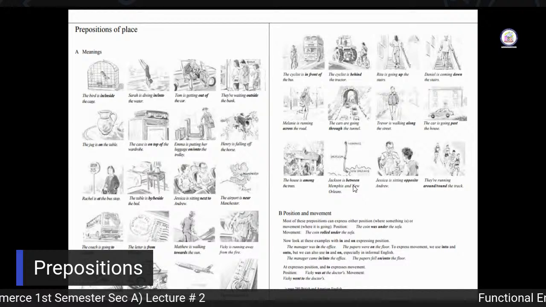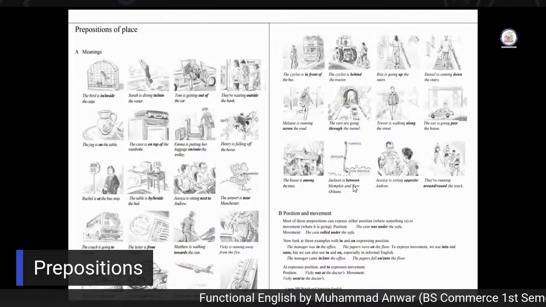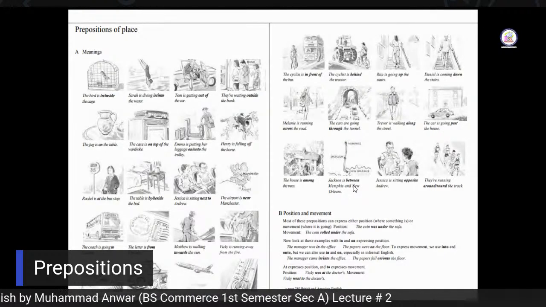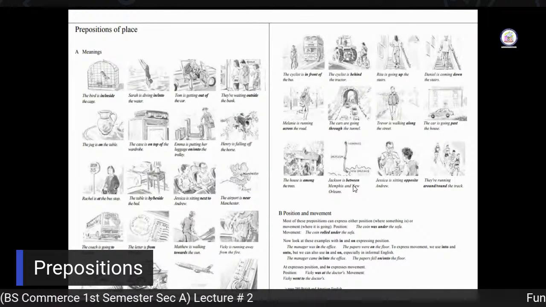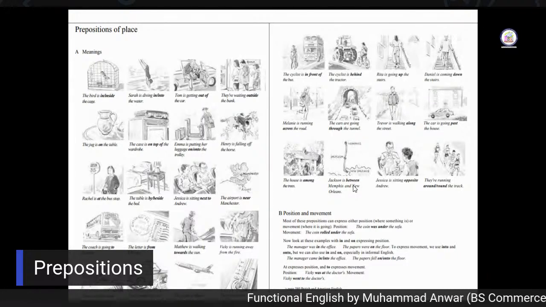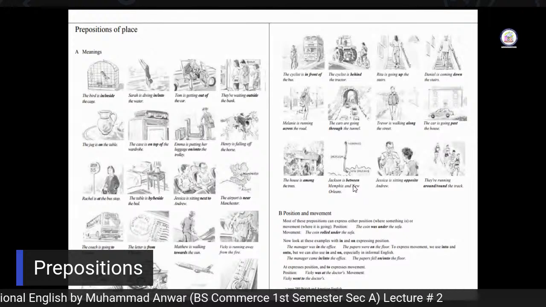My house is near army area, or near the market, or near the school. The coach is going to London. किसी जगह जाना हो तो to लगाएंगे. किसी जगह से आना हो, so we use from. The coach is going to London. It is coming from Chicago.